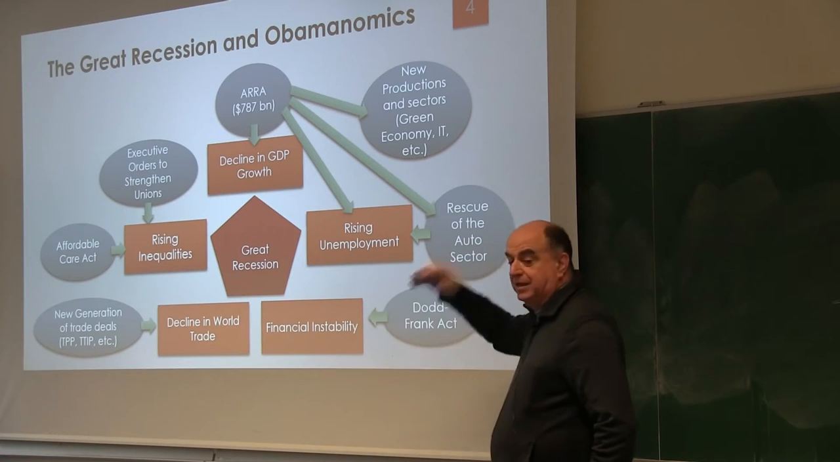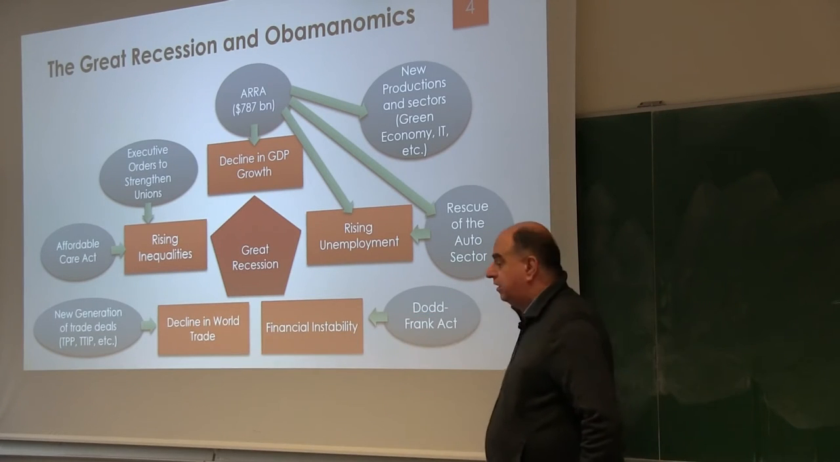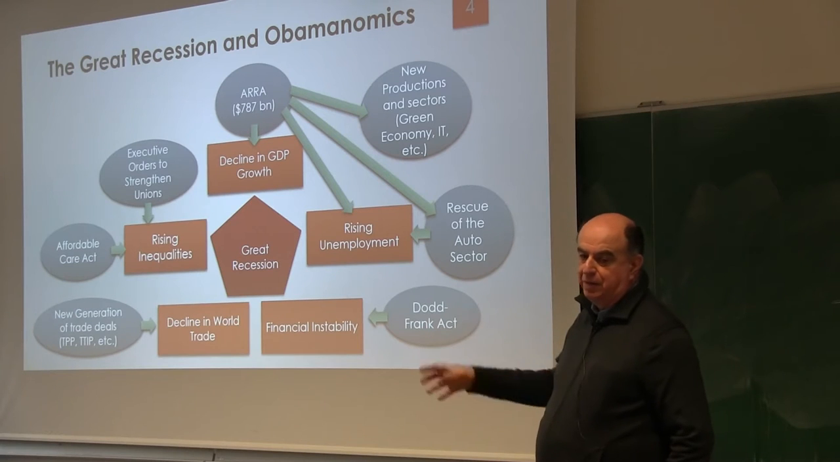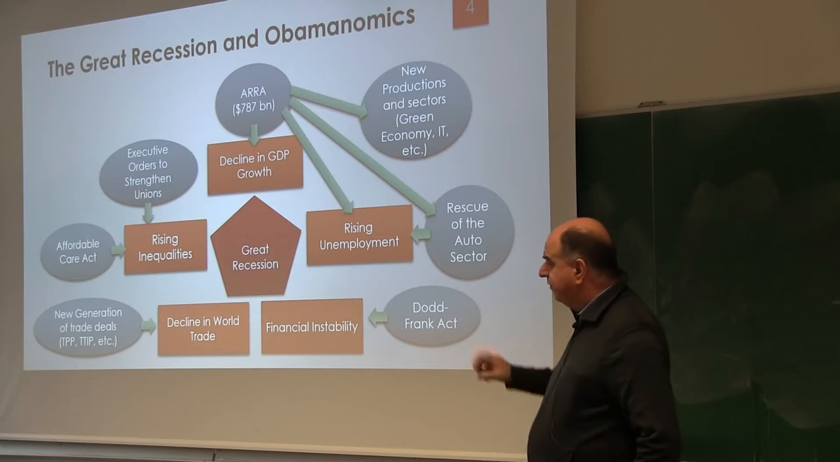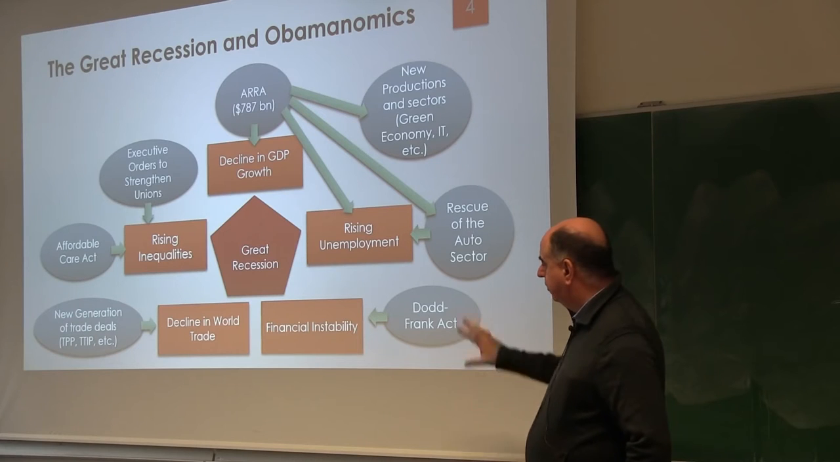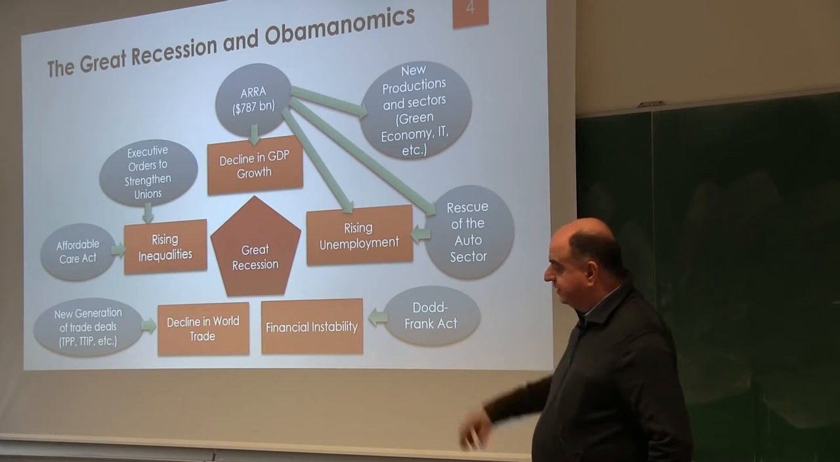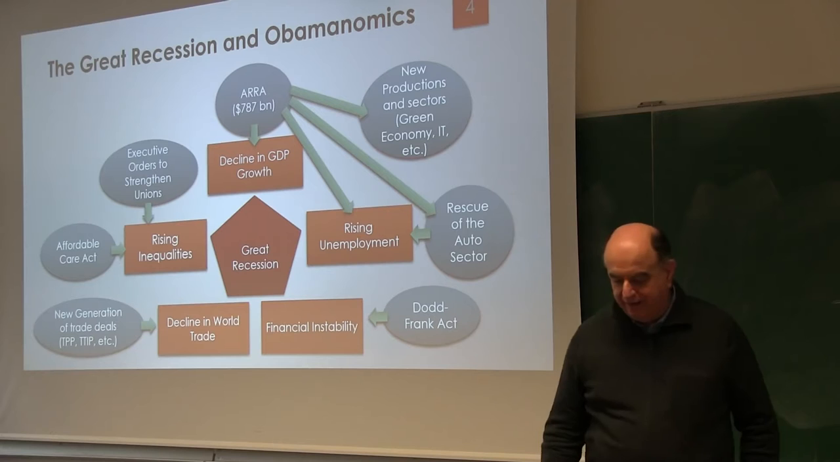And after, financial stability, there is the Dodd-Frank Act that strengthened the supervisory powers and the regulatory powers of the federal government on the financial sector in order to reduce the systemic risk that it can generate.